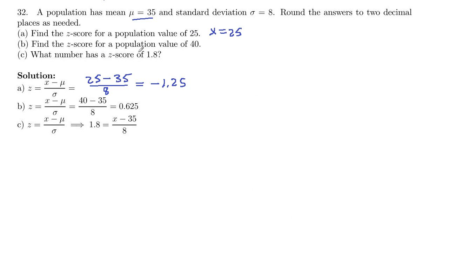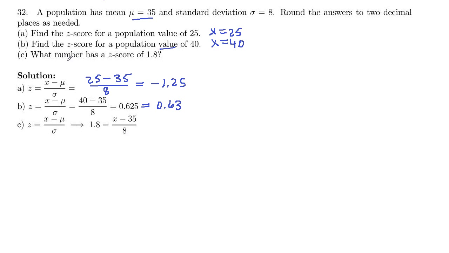And then find the z-score for a population value of 40. That's saying x equals 40. So I did that same plug-in, 40 for x, 35 for mean, 8 for standard deviation. I got 0.625. So to 2 decimal places would be 0.63.